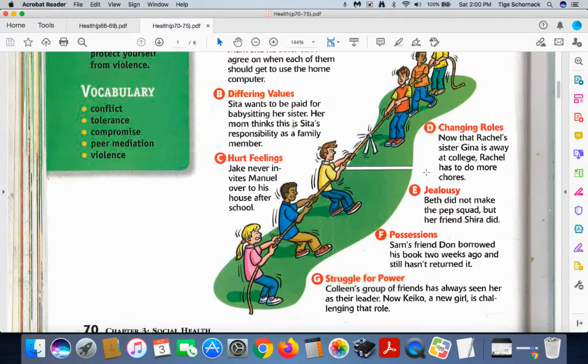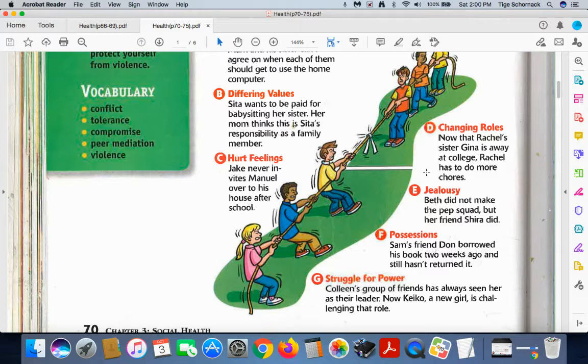Maybe Rachel. Did I say Raphael? I don't know what I'm doing. I've been here all day. I did say Raphael. Okay. Now that Rachel, I don't know. I'm not re-recording this. Now that Rachel's sister Gina is away at college, Rachel has to do more chores. Where did Raphael come from?